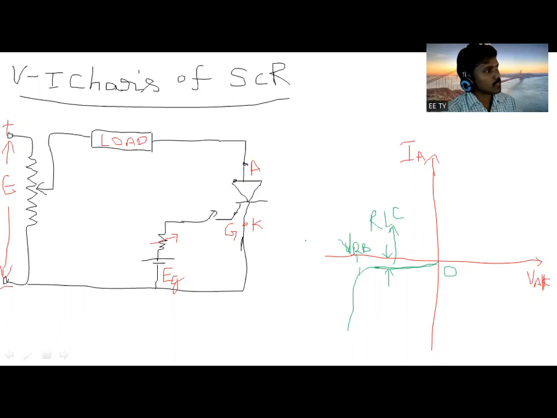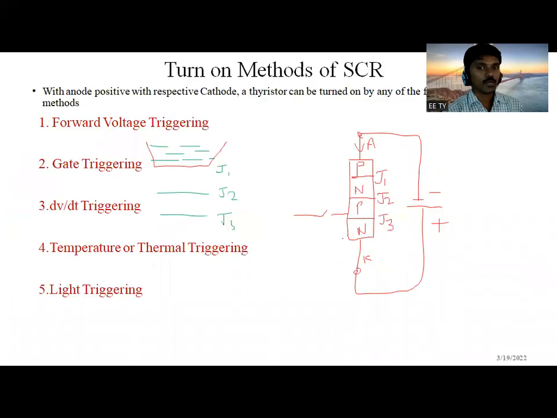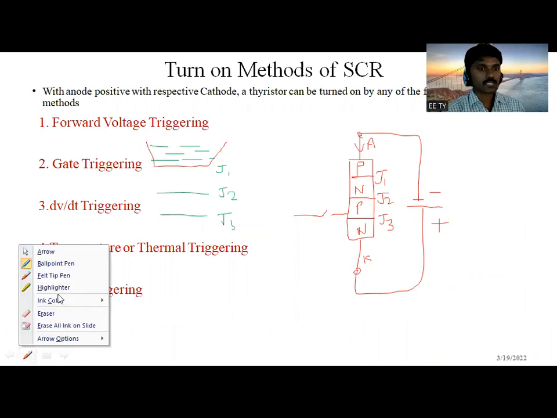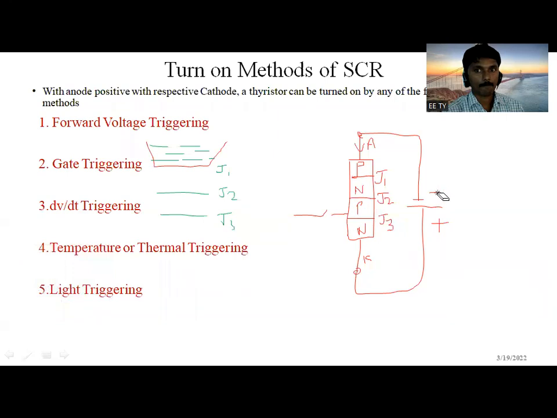Next one, second mode, forward blocking. One more point, in reverse blocking mode, what about the junction J2 for forward bias? Reverse blocking mode में junction J1 J3 are the reverse bias, junction J2 is the forward bias. Clear? Next one, in second case, what is the second mode? Forward blocking mode.